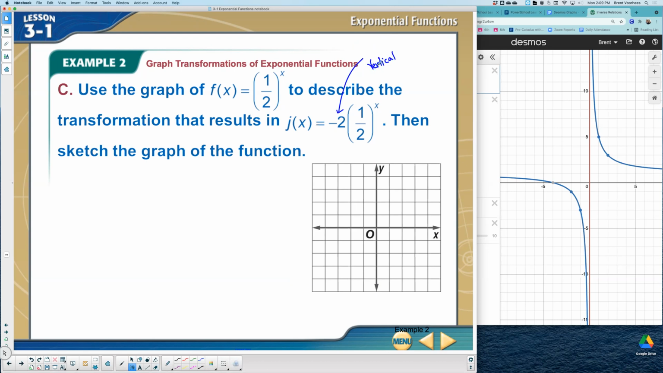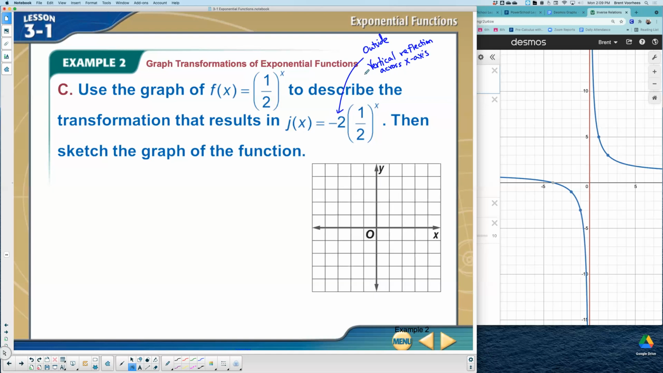Let's talk about the negative. Let me leave that outside there. That negative, what's the negative going to do? Vertical reflection. And if it's a vertical reflection, across which axis? If you reflect vertically, it's going to reflect across the x-axis. It's tricky. It actually goes across the x. Vertical goes across the x.